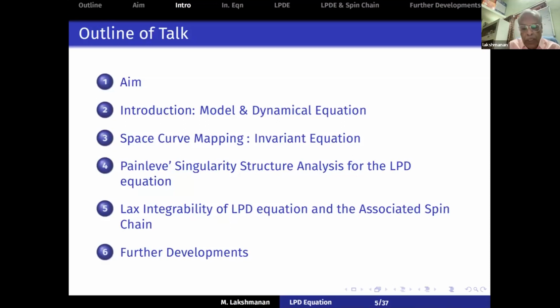To start with, I will introduce the model and the dynamical equation, introduce the so-called space curve mapping, and reduce the invariant equation to obtain this LPD equation. Then, in order to analyze the integrability property, I will carry out a Painleve singularity structure analysis very briefly and identify the parameters for which this is Painleve integrable. I will also show that this is lattice integrable for the same parameter values, both for the LPD equation and the associated spin chain. And then I will point out the present developments in this equation.